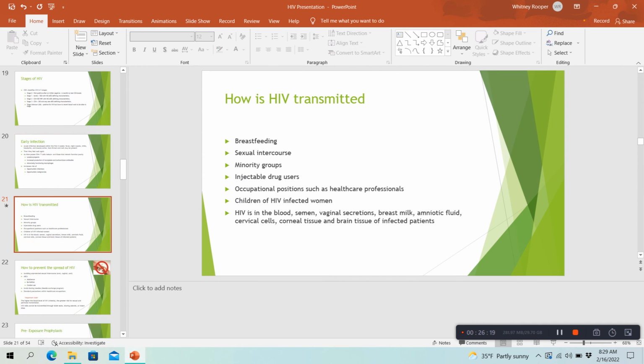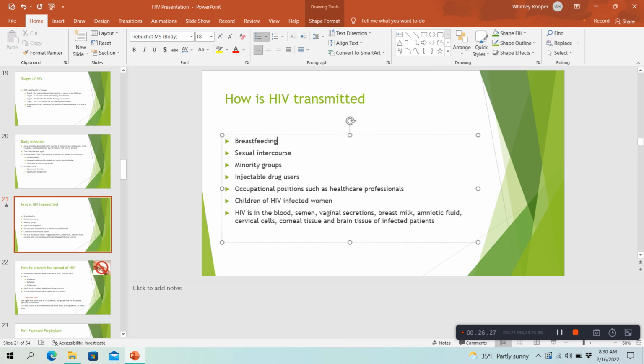So how is HIV transmitted? Breastfeeding is one route. There's a reason why we do pregnancy screenings as soon as women come into our clinics. If we know somebody is HIV positive, we want them to go to an infection specialist right away, so they can get treatment, because there are medications that can prevent that transmission to the baby.